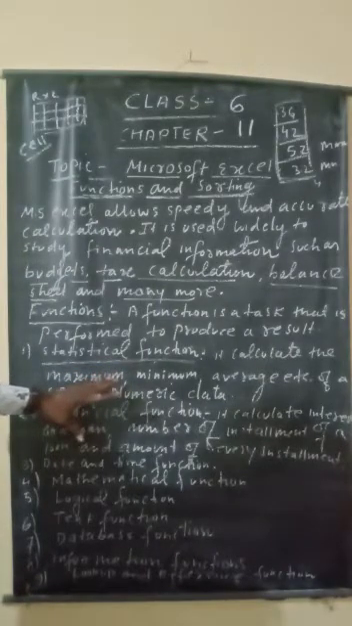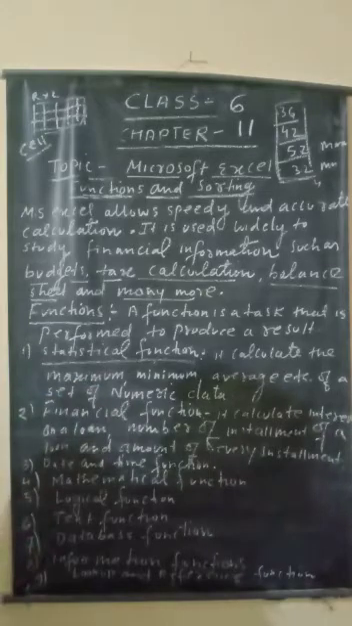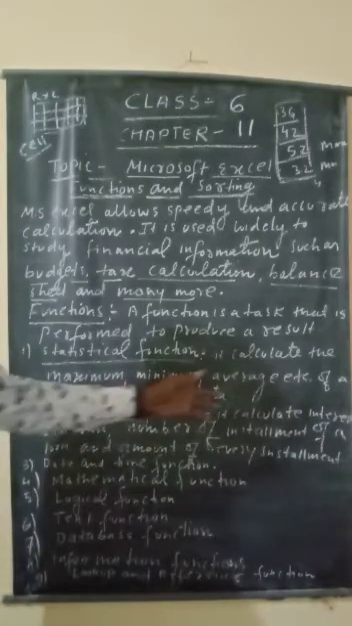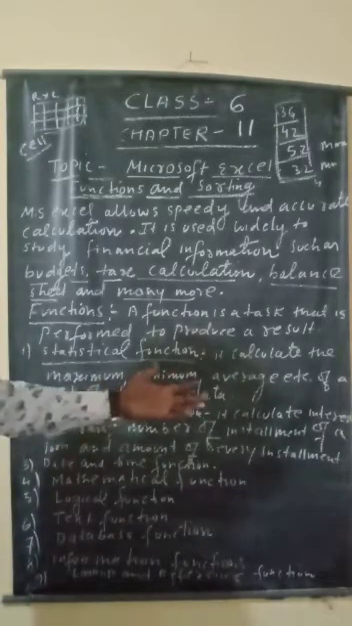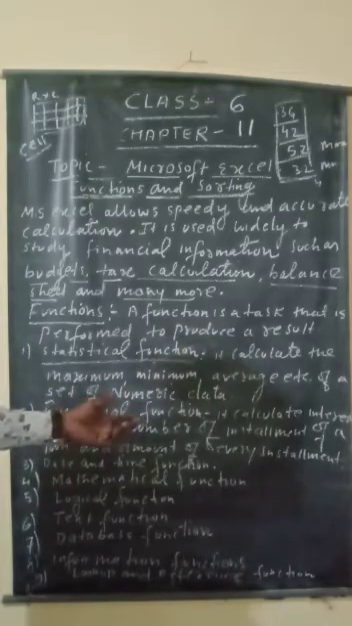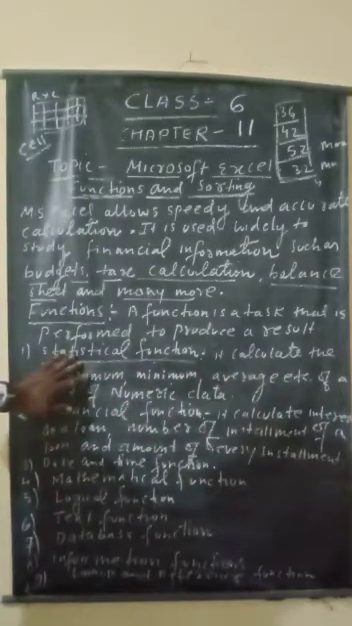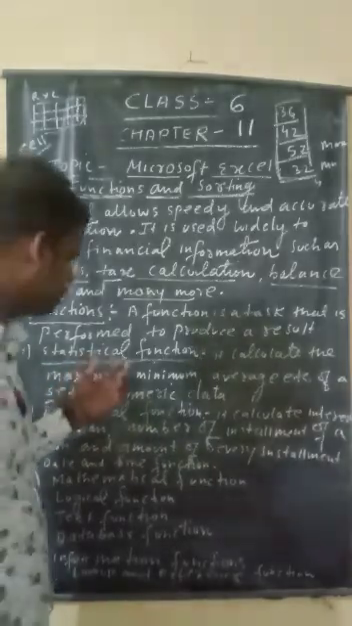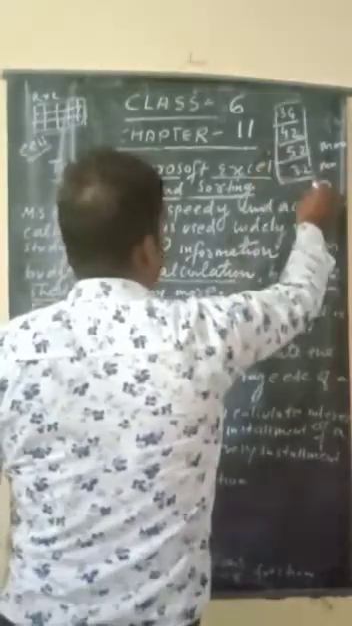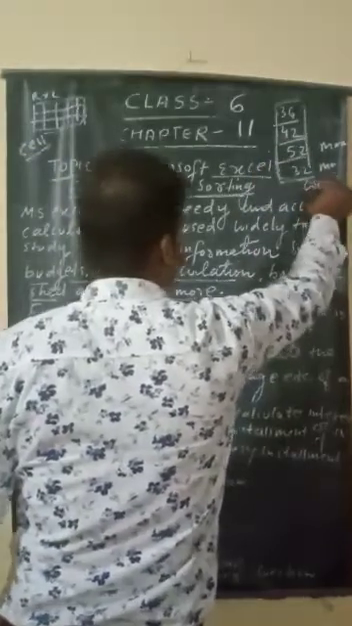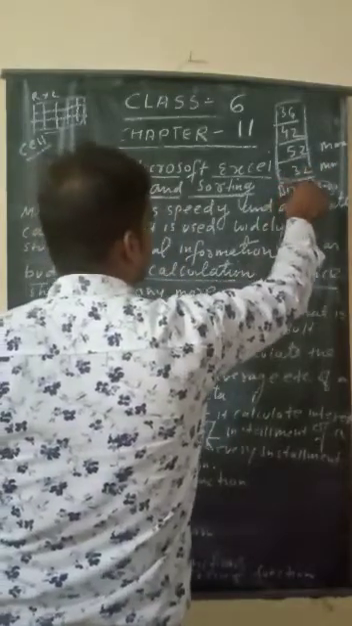It makes your calculations very easy in Microsoft Excel. The statistical function calculates the maximum, minimum and average of a set of numeric data. That's why the statistical function is very important. It is also a chapter in mathematics, statistics, where you can make a graph, a polygon, etc. You can do that with this statistical function.